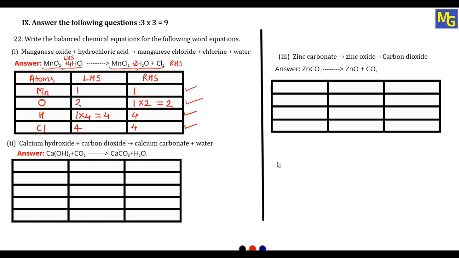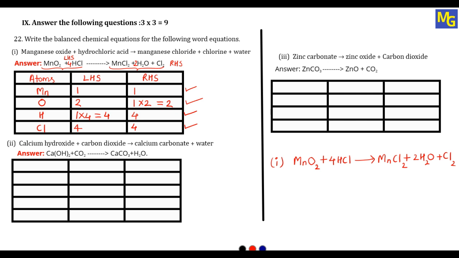So our first balanced reaction we can write it here, that is MnO2 plus 4HCl gives MnCl2, 2H2O, and we got Cl2. So this is our balanced first reaction.